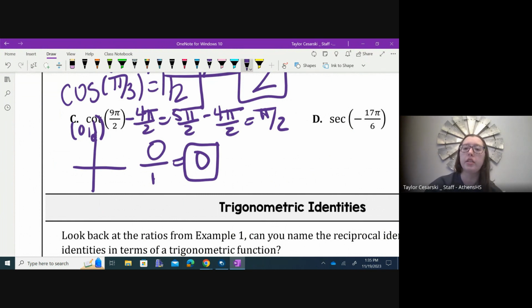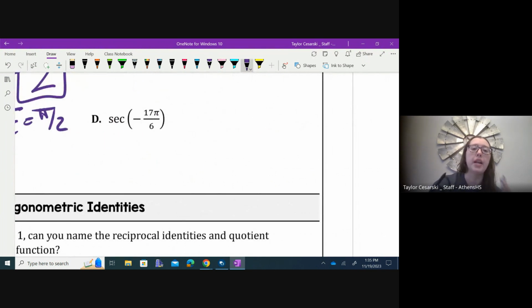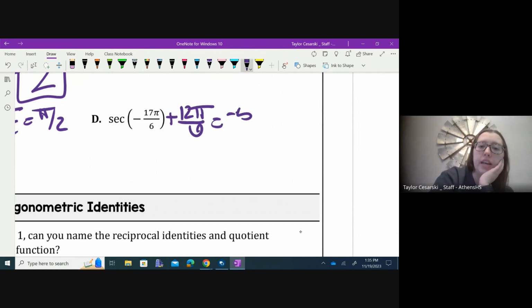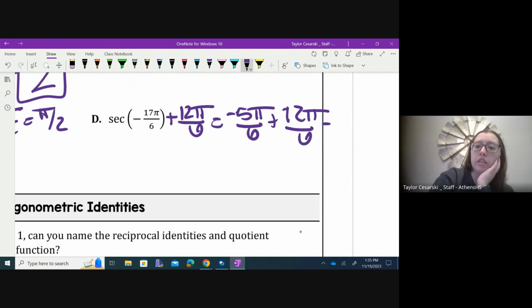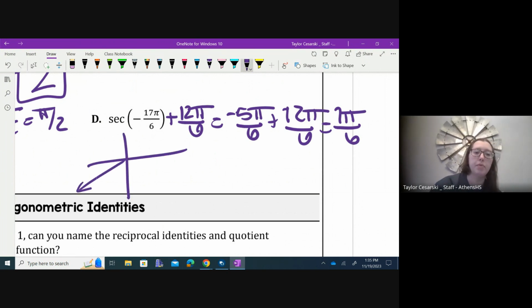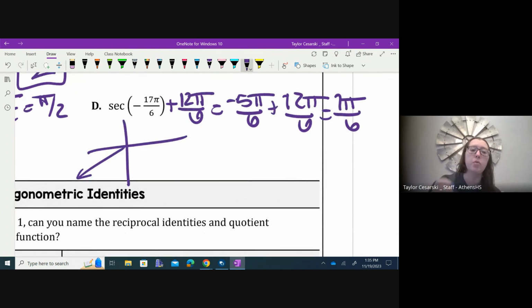Let's do one more. Let's look at D. Well, that's too small, so I'm going to add 2 pi. So I'm going to add 12 pi over 6 to get negative 5 pi over 6. I'm going to add 2 pi again so that I get it as a positive angle, and I get 7 pi over 6. So 7 pi over 6 is right here on my unit circle. It's the big X, little y, and my coordinates here look like this.